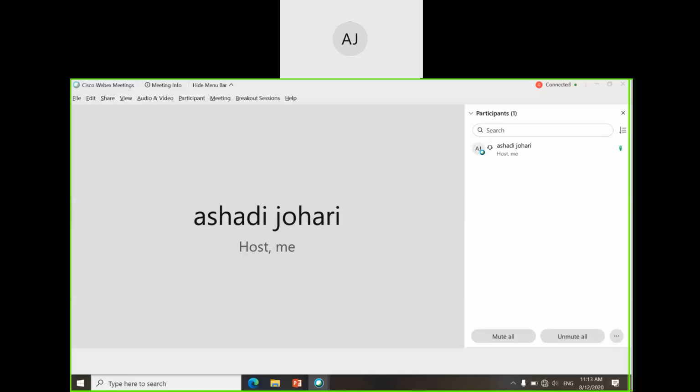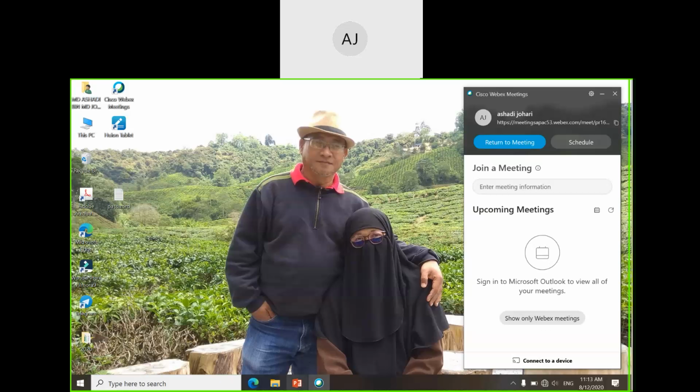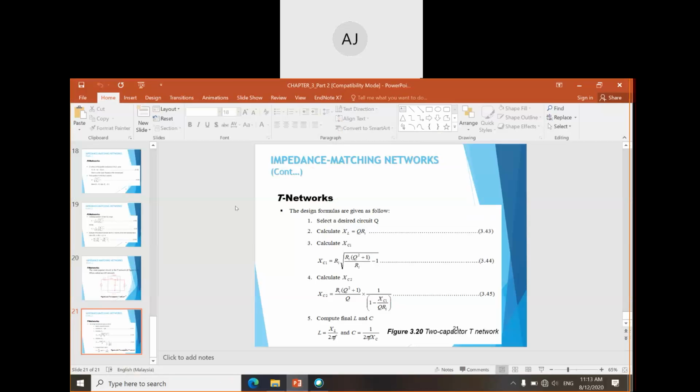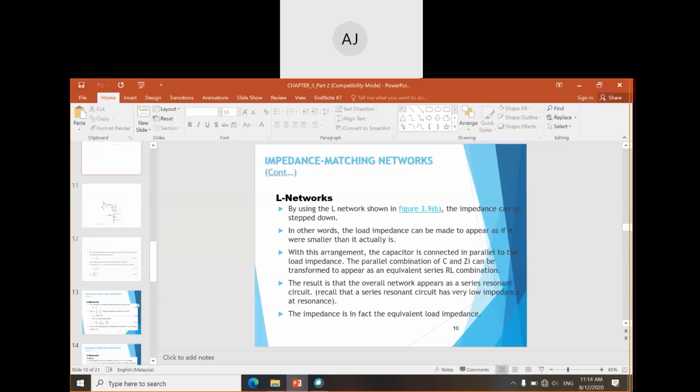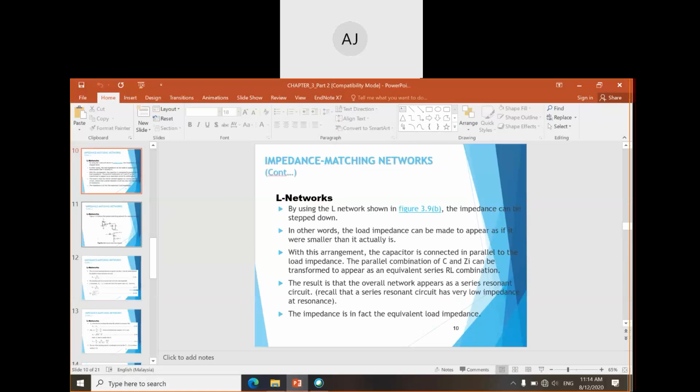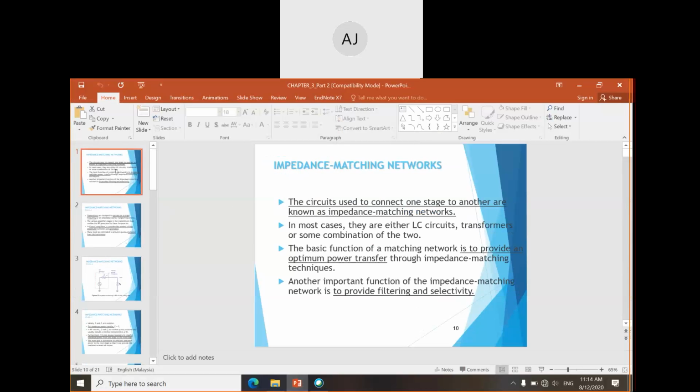Now I will give a lecture for chapter 3, the second part, just continuing from the first part. Let me share the slide. This is the second part of topic 3. Topic 3 is related to the transmitter.